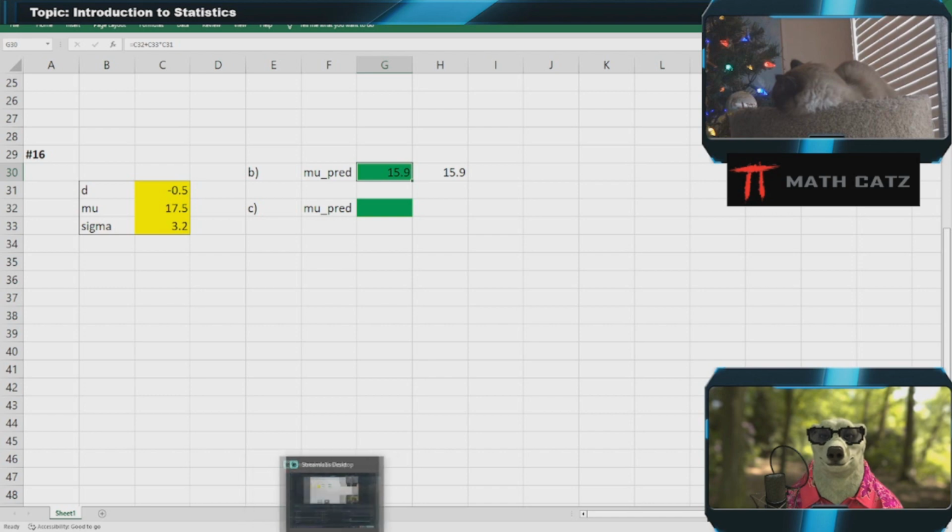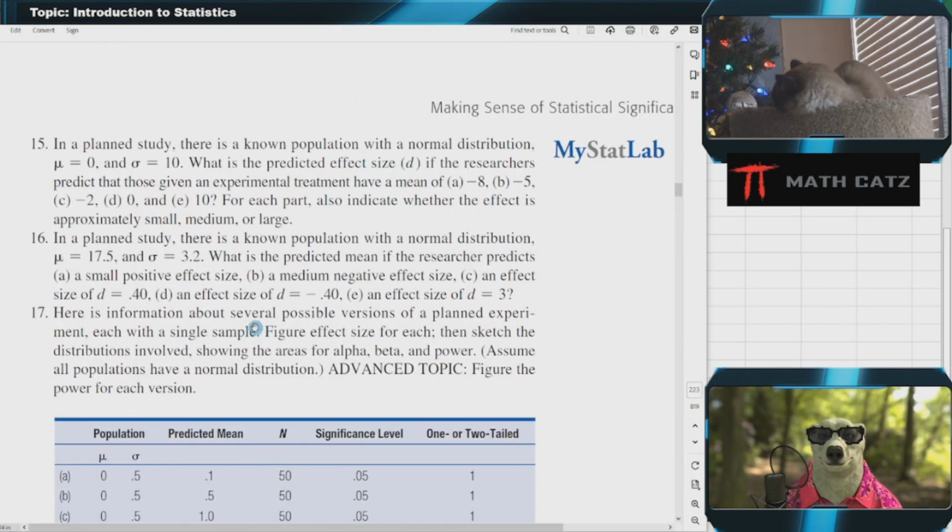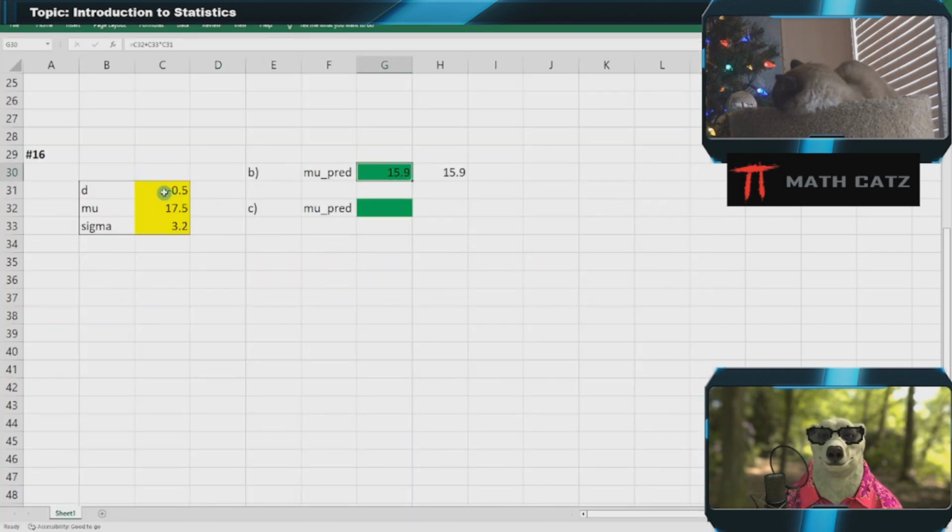In part B, where am I now? B, question B, there we go. B, that was B, medium negative effect size. I also want to do C, an effect size of D, 0.4. So now the spreadsheet makes it so convenient, I can just put in here 0.4, and the calculation you see there will update, and I can put that next to the C answer.